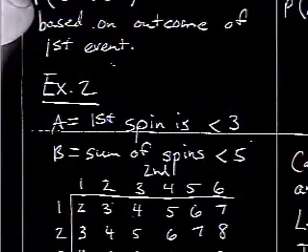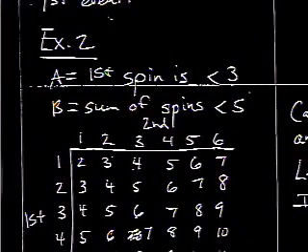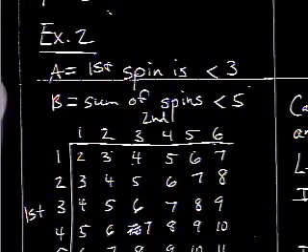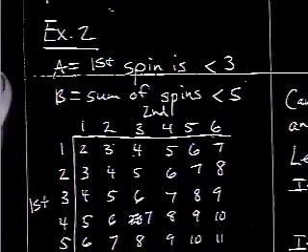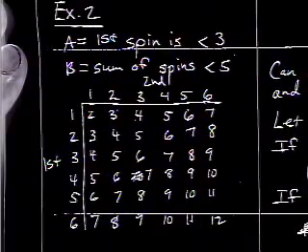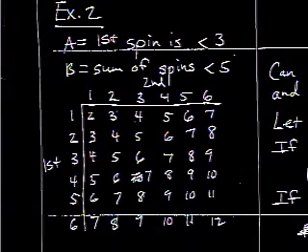So let's take a look at example 2. In example 2, event A is the first spin is less than 3. Event B is the sum of the spins is less than 5. So I made out a sample space. This one I actually did have to look at the entire sample space, so I had to work out all the numbers.